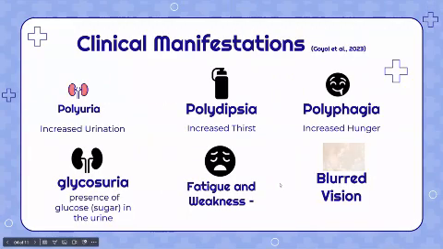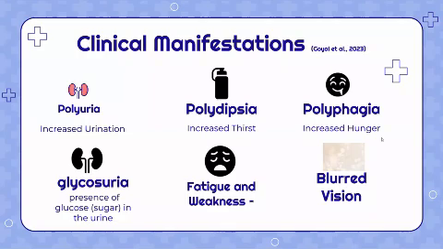In this slide, according to Goyal's recent scholarly article, we can see some common symptoms and clinical manifestations related to type 2 diabetes. You can see polyuria, polydipsia, polyphagia, and glucosuria during type 2 diabetes. I'm going to talk about the rationale related to them.